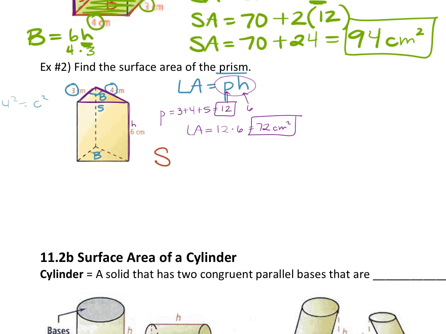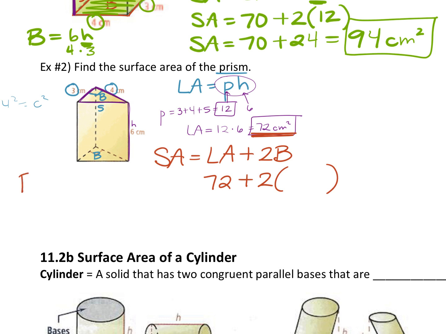Okay, then we need surface area. And your surface area is the lateral area plus 2 times the area of a base for a prism. What's LA? 72. You found the lateral area. That was the 72 plus 2. And now you have to figure out what B is. Now, stop for a minute here. What shape is your base? A triangle. B stands for what? The area of the base.